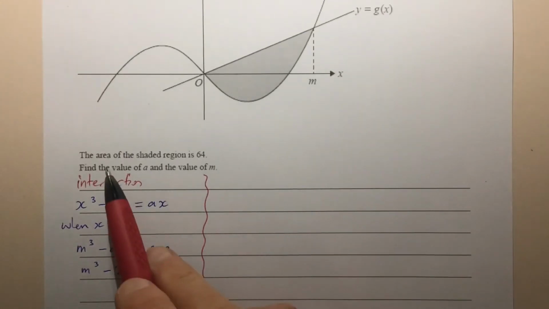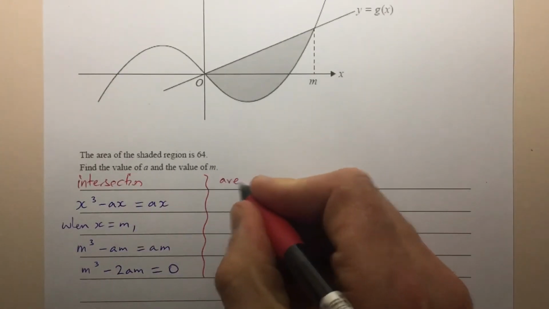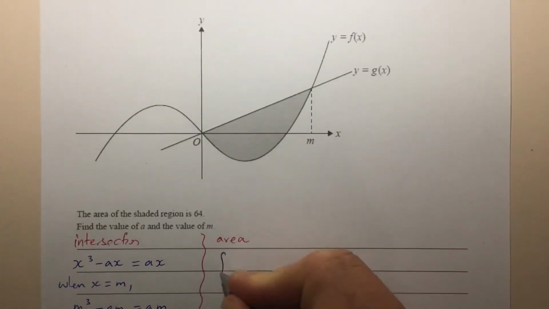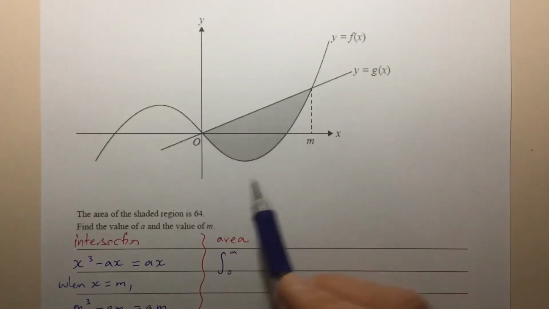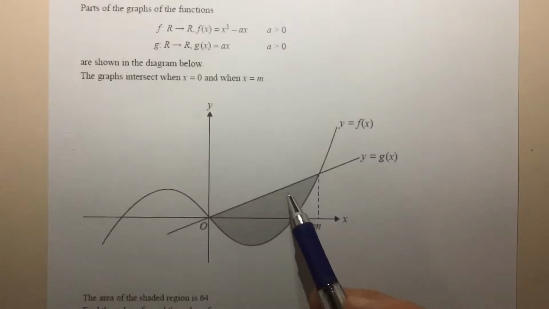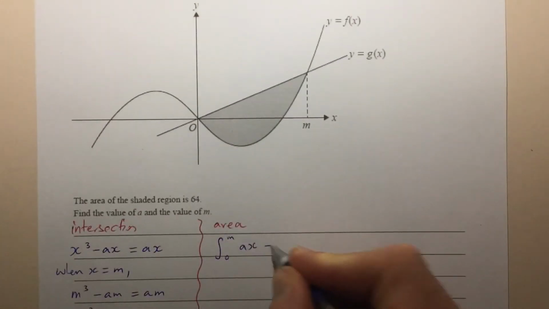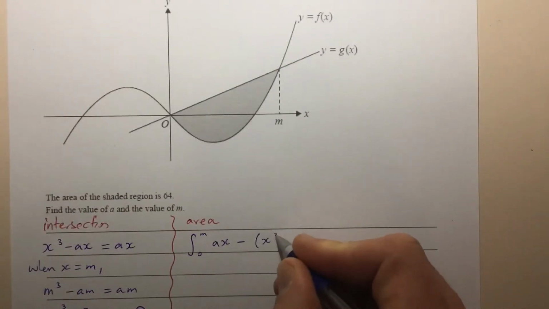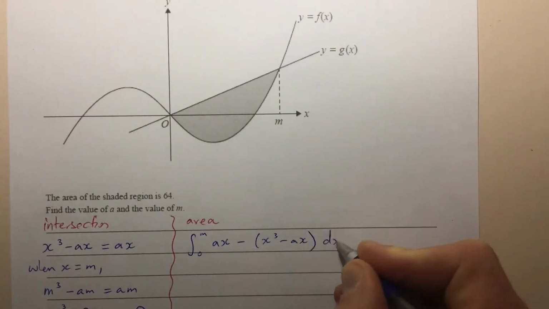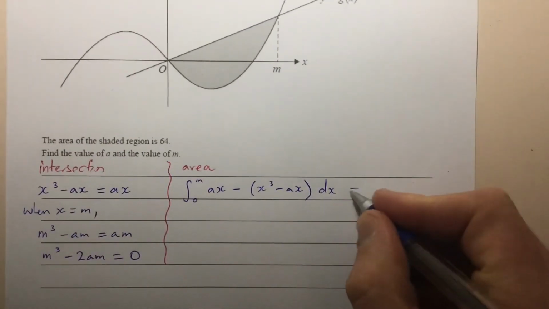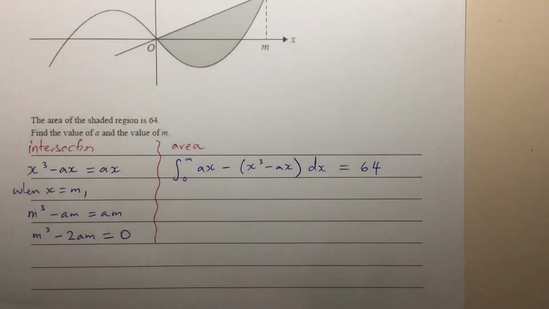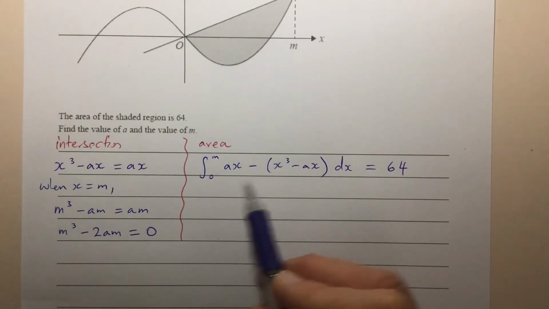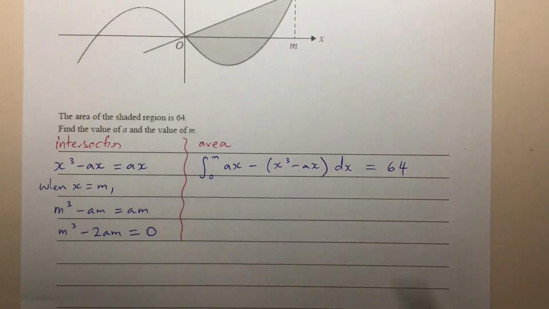The other information that we knew was the area of the shaded region, and so from the area, we can say, well, okay, this area would be given by the integral from 0 to m of the function that's on top, which is g of x, and that was ax, so ax goes first, minus the function on the bottom, which is f of x, and the rule for f of x is x cubed minus ax, so minus x cubed minus ax, with respect to x. But we know from the question that that area is equal to 64 square units. So as far as we can go, we can now evaluate this definite integral to come up with another equation involving a and m that we can use to solve for those two unknowns.